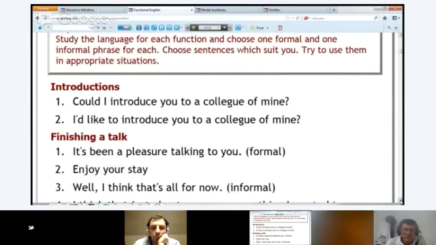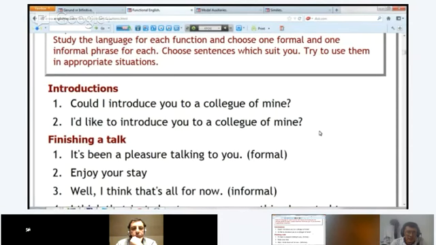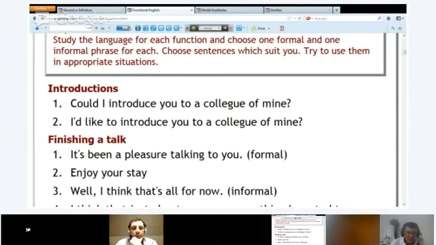So let's read some. We've got introductions here. Just two examples. Could I introduce you to a colleague of mine? And I'd like to introduce you to a colleague of mine. If you're introducing somebody, there are different ways of doing it. Can anyone think of another way of introducing people? May I introduce you to a colleague of mine? May I? Yeah, that sounds quite polite. May I introduce you to a colleague of mine? Jack, here's John. Yes, that sounds good.